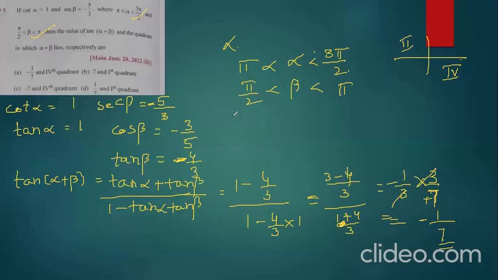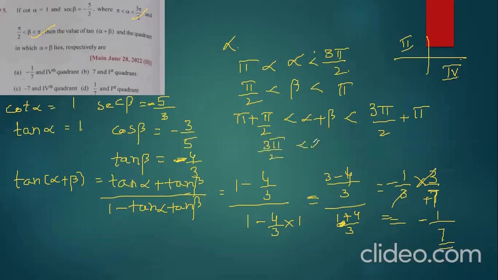Correct. So pi plus pi by 2 is less than alpha plus beta, which is less than 3 pi by 2 plus pi. Okay, yes. So 2 pi plus pi by 2, that is 3 pi by 2, is less than alpha plus beta, which is less than 2 pi plus 3 pi by 2, that is 5 pi by 2. Okay, so it lies between 3 pi by 2 and 5 pi by 2.